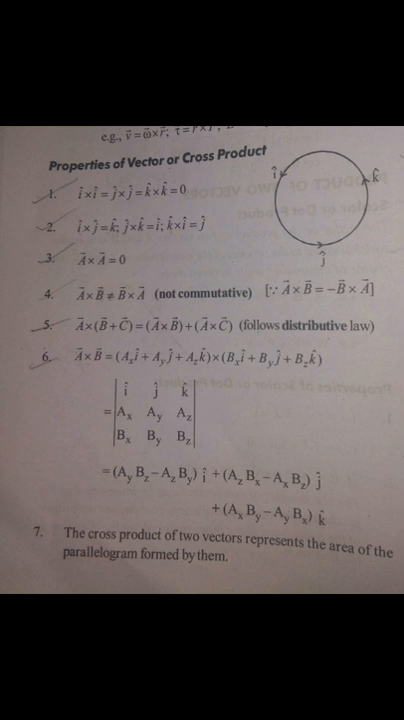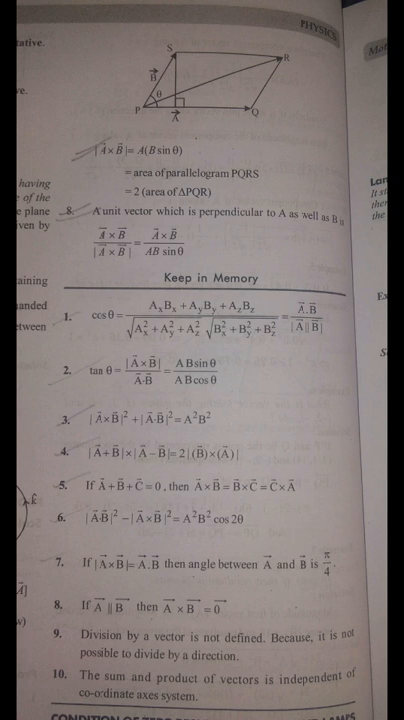Follow distributive law. Then sixth, vector A cross vector B equals (AX I plus AY J plus AZ K) cross (BX I plus BY J plus BZ K). Then this process is given as shown in this page. Then seventh, the cross product of two vectors represents the area of the parallelogram formed by them. Then next, here a diagram is given. Focus on this diagram and read as follows.